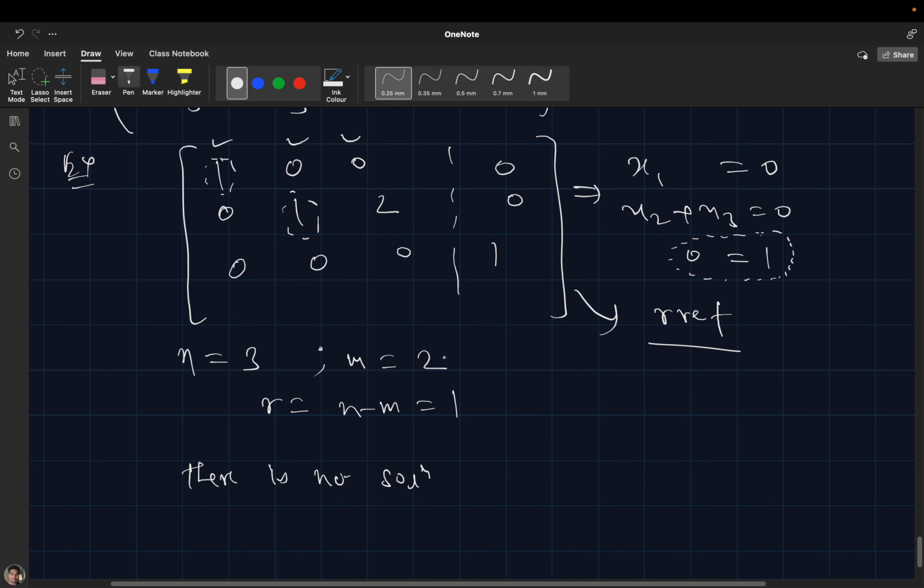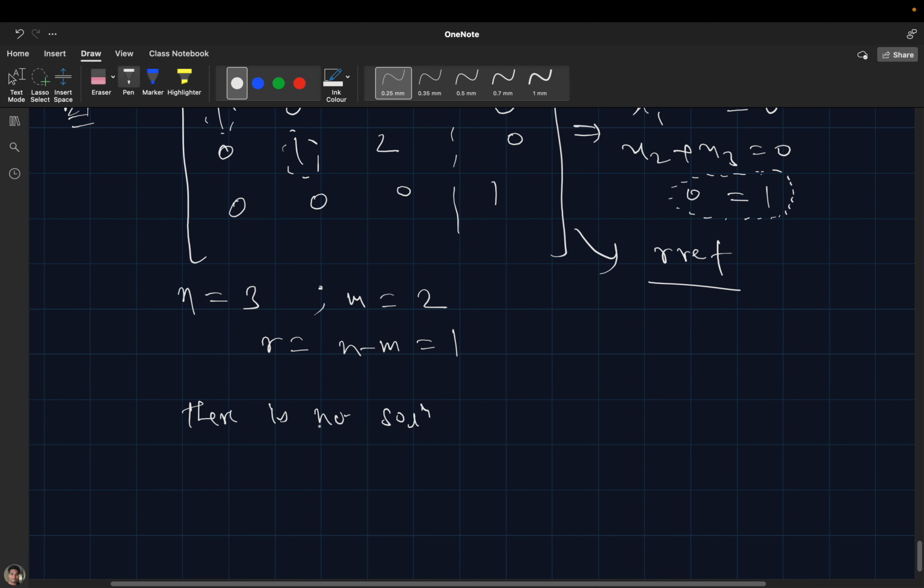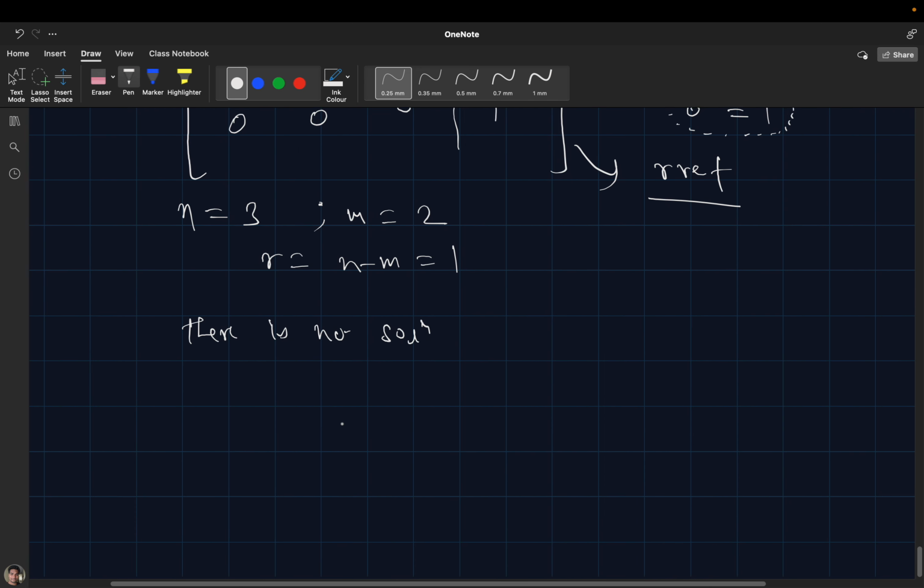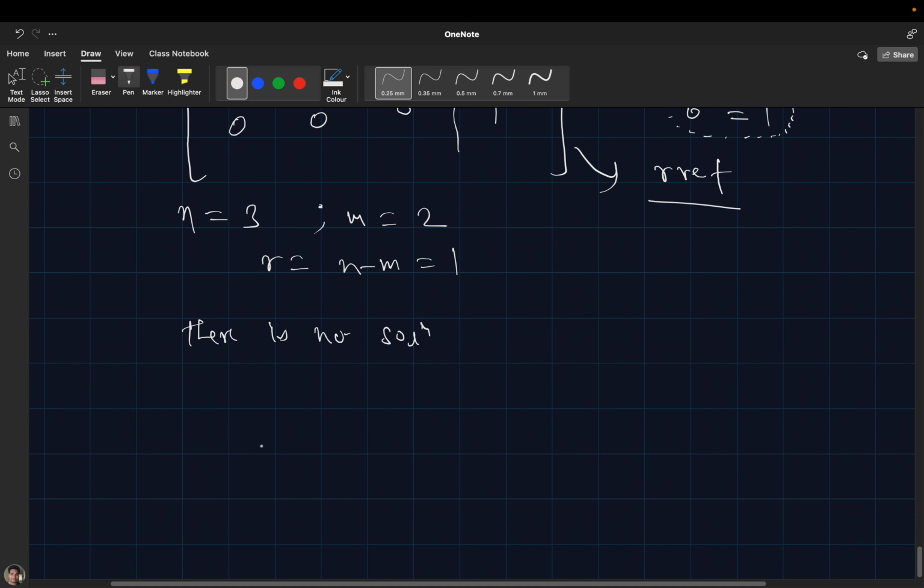Tell me. Actually, there will be infinitely many solutions if you use this method, isn't it? Since we are giving an arbitrary value. Okay, I want to ask one question.